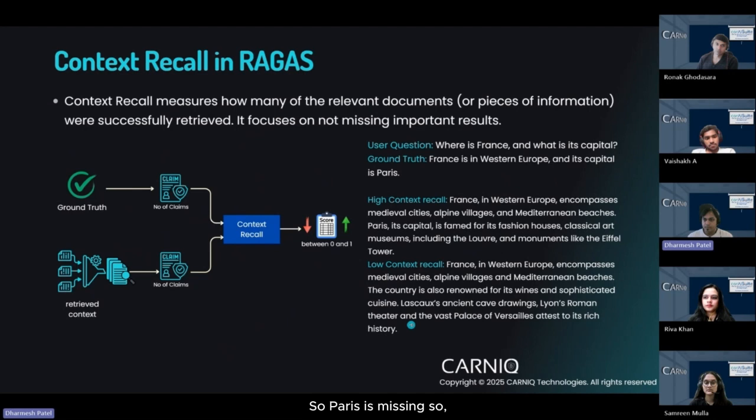So Paris is missing. So it will extract these claims, Paris and Western Europe, and it will try to match whether all the necessary information is present or not. And that's how the score is derived for context recall. Again, this score is also between 0 to 1. Higher means better, lower means some work needs to be done.